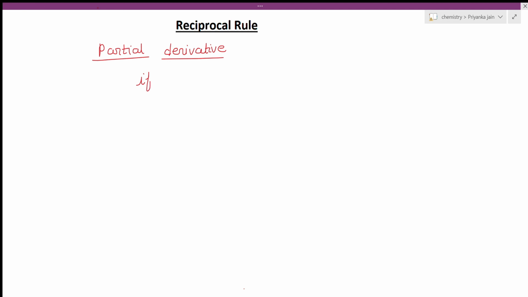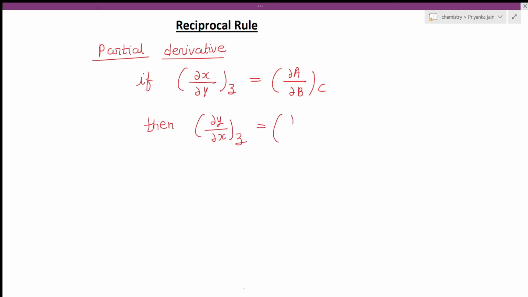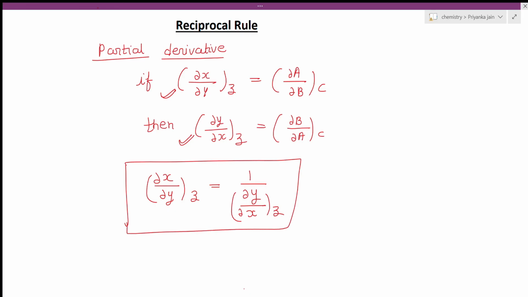The reciprocal rule says that if del x upon del y at constant z is equal to del a upon del b at constant c, then del y upon del x at constant z will be equal to del b upon del a at constant c. It means these terms will be reciprocal of each other. In other words, del x upon del y at constant z is equal to 1 upon del y upon del x at constant z. This is called the reciprocal rule.